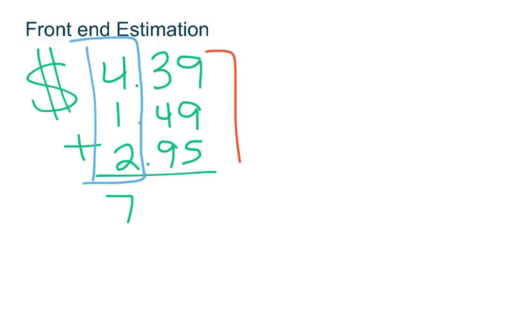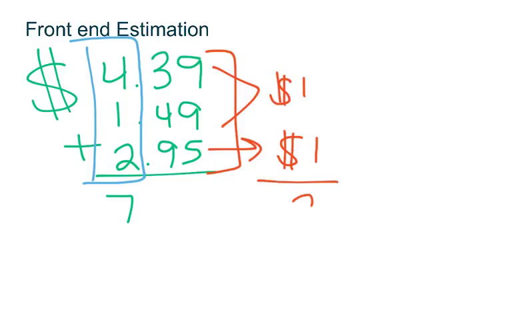Now, let's look at the backside here, the end. I'm going to look for numbers that I can try to make $1 out of. So we have 95 cents. I know that's about $1 already. Then 49, and I'm going to say is 50, 39 about 40, so that's about 90 cents. We're going to round that to $1 too. So here in the back, I have about $2 more.